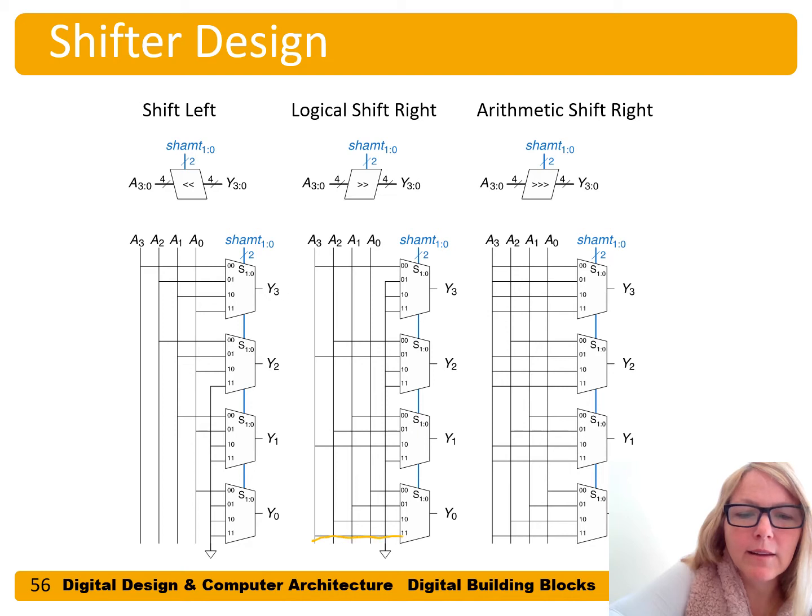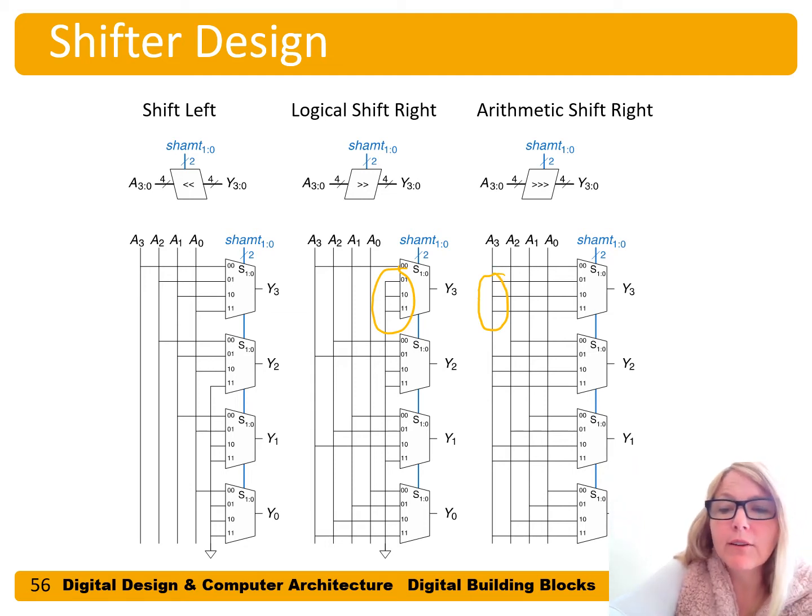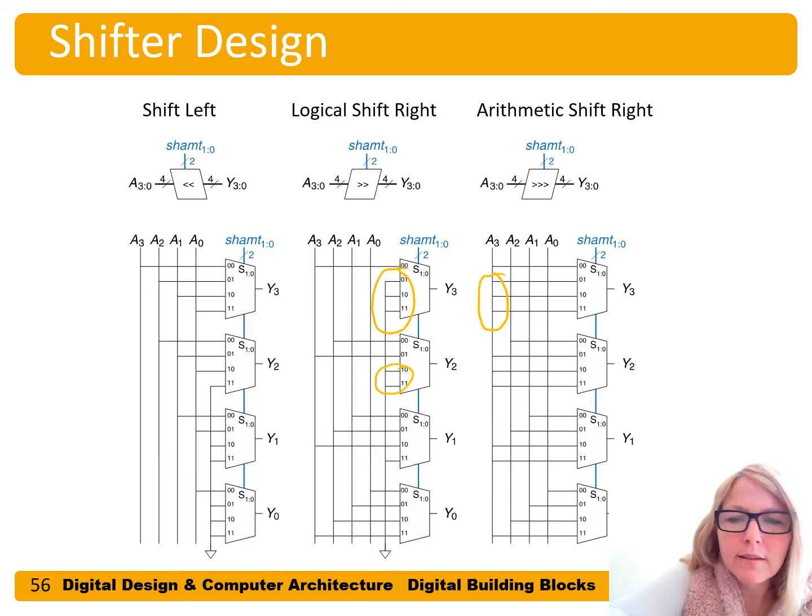Only that bottom bit gets first a 0, and then once it shifts right by 1, we get A1, and then by 2, A2, and by 3, we get A3. The difference between arithmetic and logical shift is that instead of shifting in zeros on the left, we're going to shift in the most significant bit. So instead of shifting in these zeros, those are tied to A3, the most significant bit of the input. And same thing for these ones, and for all of these options here.